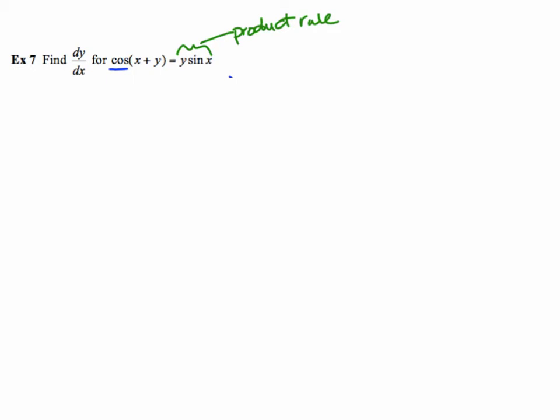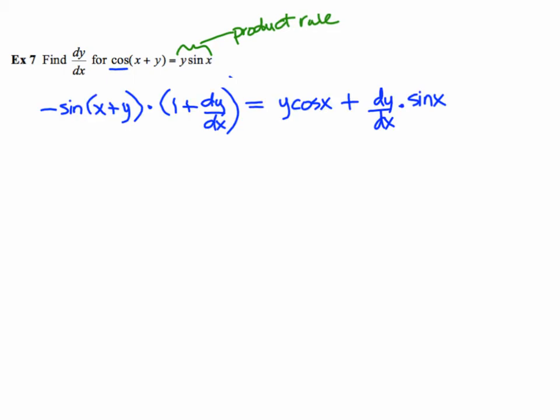So my first step, derivative of cosine is negative sine of (x plus y) times the derivative of what's inside the brackets. So the derivative of what's inside, derivative of x is 1 plus dy dx equals, and on the right hand side I need to do the product rule. So the product rule, leave the first term, take the derivative of the second term, so I get y times cosine x plus the derivative of the first term, which is dy dx, times sine x.